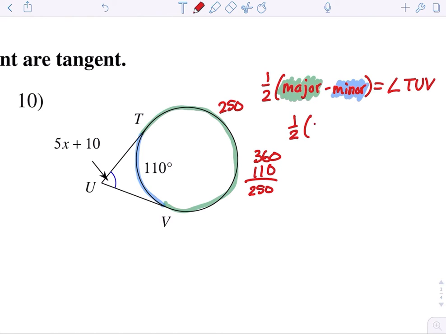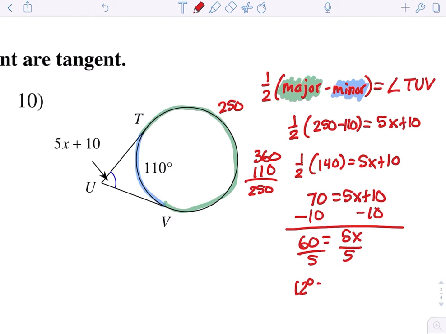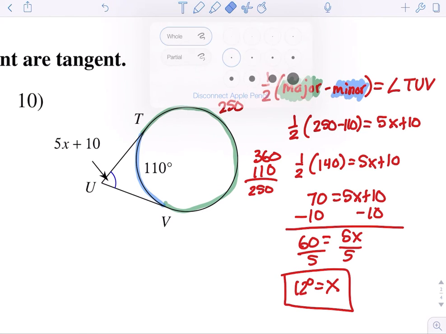So 1/2, 250 minus 110 is equal to the angle, 5x plus 10. So 1/2 of 140 is equal to 5x plus 10. Well, we could solve for 1/2 of 140, which is 70. Subtract both sides by 10. 60 is equal to 5x, and we divide both sides by 5, so we're going to get 12. X is equal to 12. Not degrees, because x is not a degree.